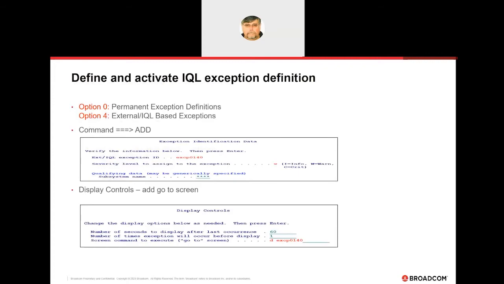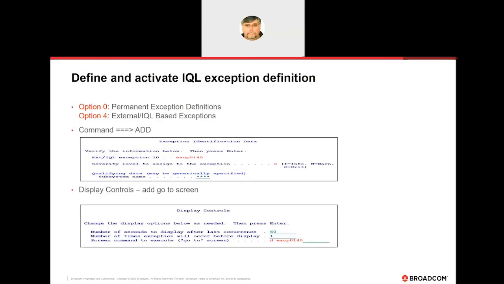Now, for most of the panels for the exception, we can take defaults, but there's a couple we'll probably want to change. On display controls, we'll want to add the go-to screen. So on that panel in the go-to screen field, I put the command to display the request that we built. What this will do is when we're looking at the exception, we can use the G run command, and that will jump over to that request where we can see the report.